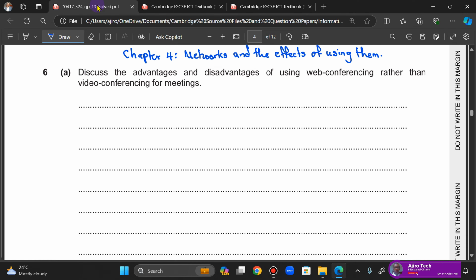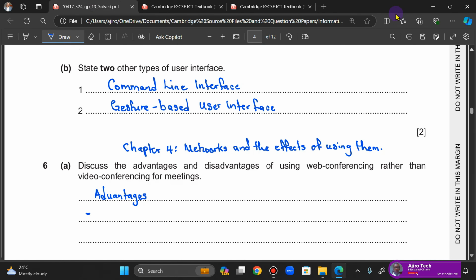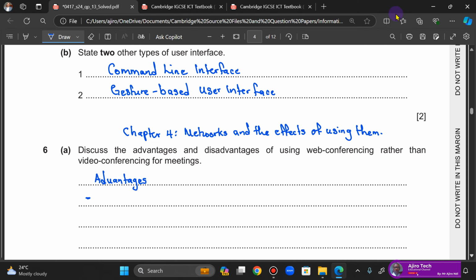So let's talk about the advantages. I always like beginning with the advantage. Now, when we talk about the web conference, this is where users log in using their computers. And look at this, we have to relate it back to the question. They said, discuss the advantages. So let's go ahead.